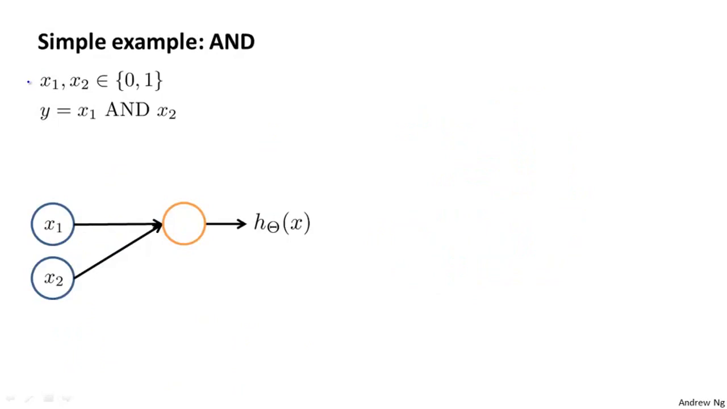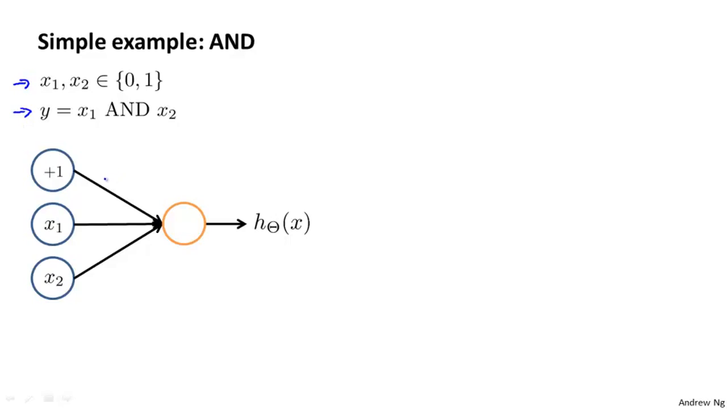Concretely, let's say we have inputs x1 and x2 that are again binary, so it's either 0 or 1, and let's say our target label y is equal to x1 AND x2. This is a logical AND. So can we get a one-unit network to compute this logical AND function? In order to do so, I'm going to actually draw in the bias unit as well, the +1 unit. Now, let me just assign some values to the weights or the parameters of this network.